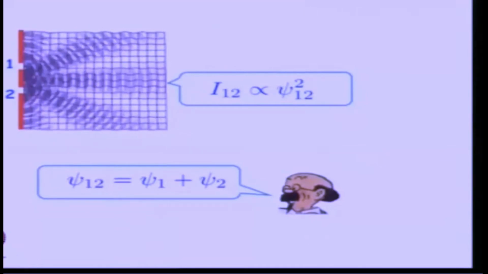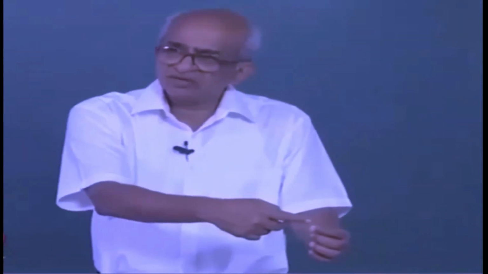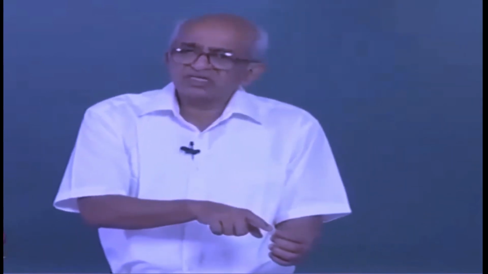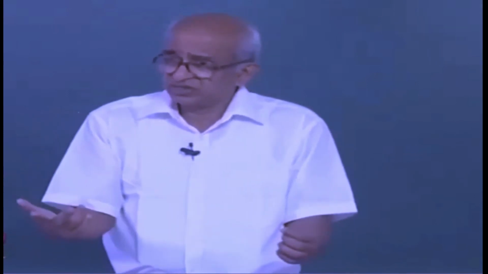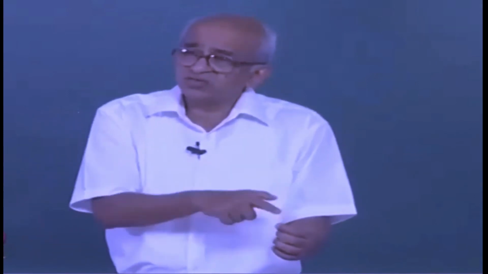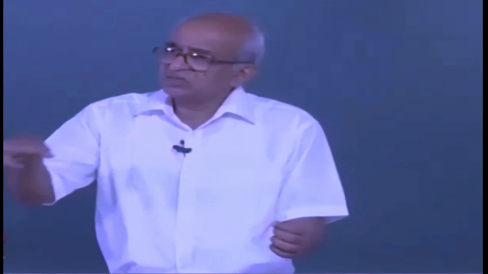Why is it so? The answer is actually extremely simple. I have kept both the slits open. The waves can pass through both the slits. And at any point, there are waves which passed through slit number 1 and arrive there, and also waves which passed through slit number 2 and arrive there. The net displacement at this location will be due to these two waves. The displacement due to the first one is psi 1, and the displacement due to the second one, let us say, is psi 2. Then what will be the total displacement?